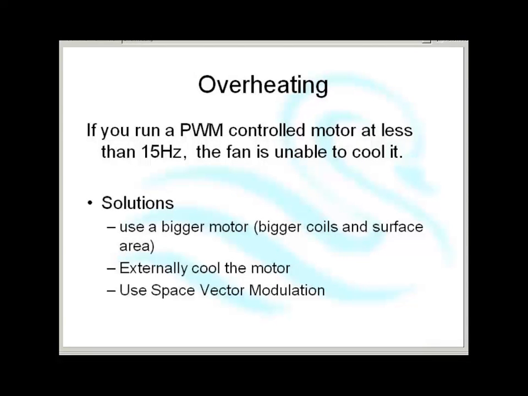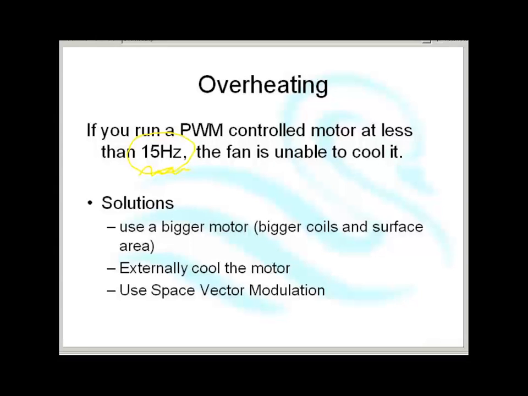So, going back a step, we have a problem that if we reduce the speed of the motor, we increase the heat. In fact, if you take a normal pulse width modulated motor and you run it at less than 15 hertz, then what's going to happen is it's going to change color. All the paint will come off and it'll smell funny, because you're going to cook it.